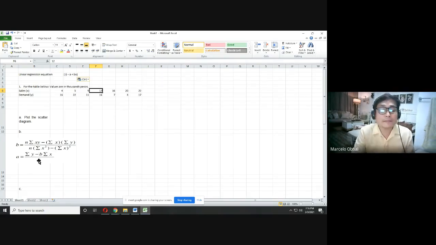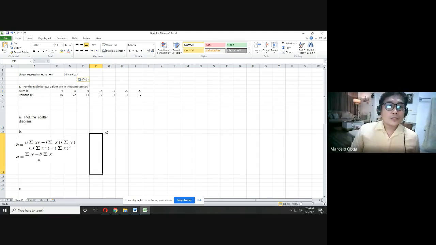Ganun ako kabait sa exam class, nilalagay ko lahat ng formula. So, nakalagay yung formula ng A dito at saka yung B. A represents the intercept and B represents the slope of the line. If you can still remember, go back to your high school pa ba? Regarding the slope of the line and intercept.